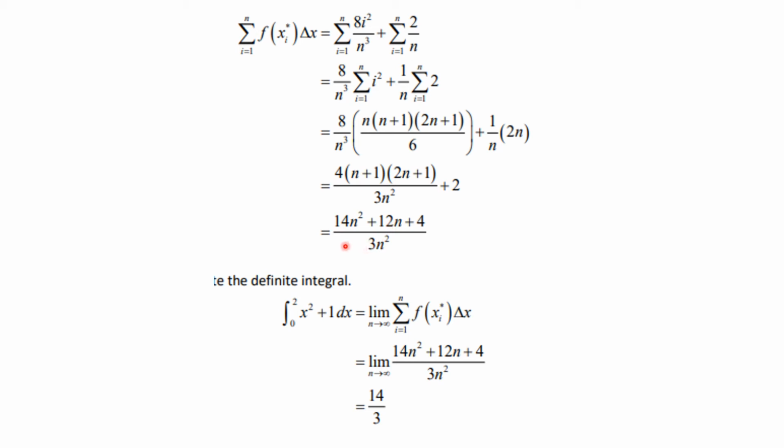So now I'm going to take the limit as n goes to infinity. But think about this. The limit as n goes to infinity of this quadratic, it has an n squared as the highest power. This has 3n squared. This is a limit we learned back in the beginning of this course, and that is 14 over 3. So the exact area is 14 over 3, and in the previous lecture we computed approximately what this is, and you'll see that those are all very close to 14 over 3, but 14 over 3 is the exact answer.